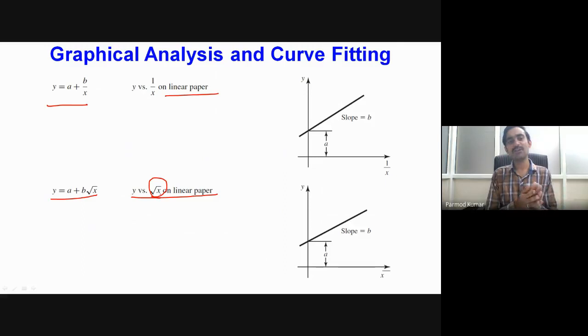Why are we doing so? Because experimentally we will always have some scattered set of data. So we will not be able to exactly identify what type of correlation our data set has if we go for linear paper every time, using the variables directly along the ordinate and abscissa.